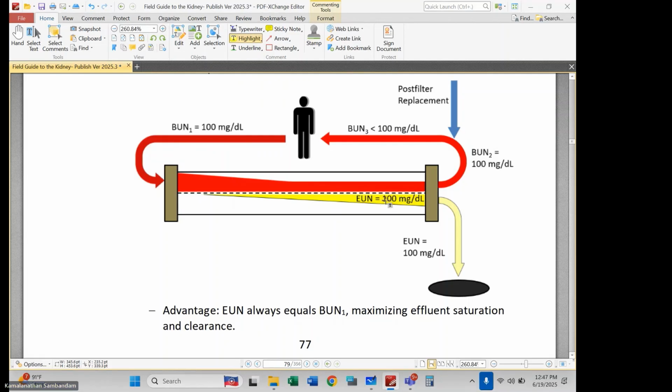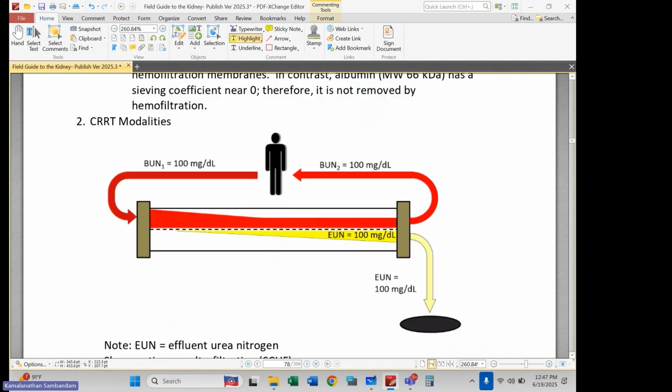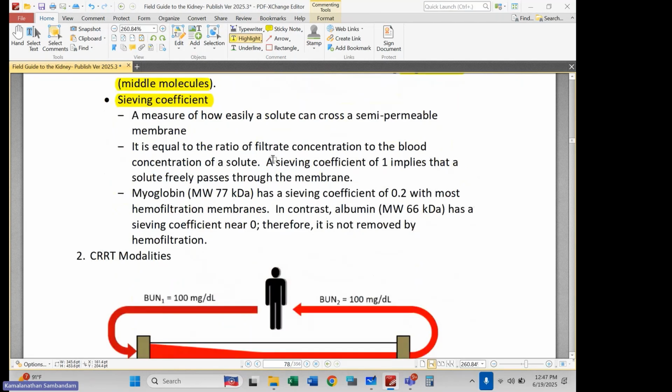When, in the instance of urea, BUN and EUN are equal, that tells you that the sieving coefficient is 1, okay? Sieving coefficient is 1. That means that it can freely pass through the membrane. So urea has a sieving coefficient of 1, okay?